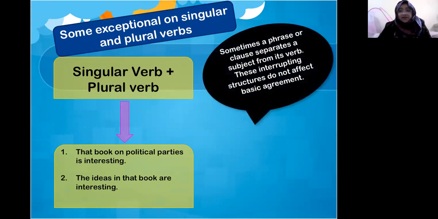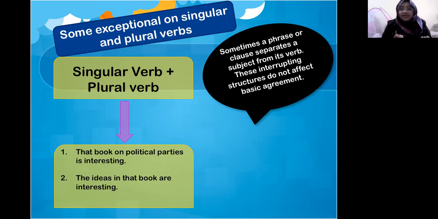Sometimes a phrase or clause separates the subject from its verb. These interrupting structures do not affect the basic agreement, like that book on political parties. So this is a complete noun phrase. This is not a particular noun only. It is a noun phrase with an adjective phrase, right? And in this we are talking about one book. That book, we are denoting a book which is on political parties. That book on political parties is interesting.